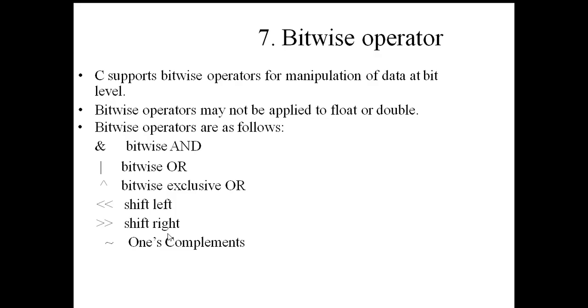And we have bitwise operators. C supports bitwise operators for manipulation of data at bit level. As already told, the operands will be converted into their binary representation, that is ones and zeros, and the operator will be performed on the individual bits, whether it is bitwise AND, bitwise OR, bitwise exclusive OR, shift left, shift right, or ones complement. Depending on the operator, you have to apply the operation on the individual bits of the operands.